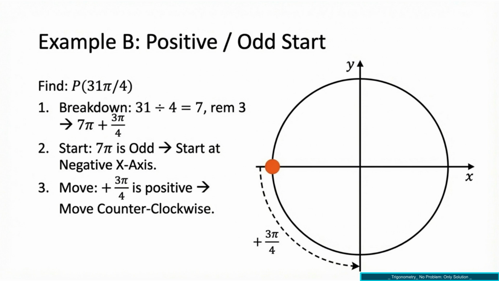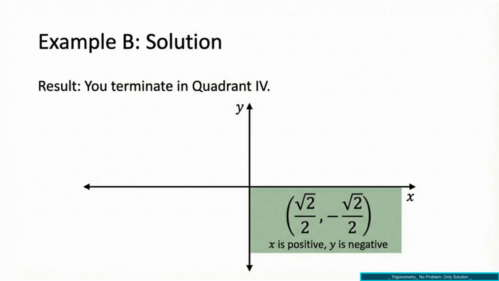For example B, P of 31 pi over 4. The breakdown is 7 pi plus 3 pi over 4. Start at the negative x-axis and move counterclockwise by 3 pi over 4. This results in termination in quadrant 4. Therefore, the x-coordinate is positive and the y-coordinate is negative. The coordinates are the square root of 2 over 2, and negative the square root of 2 over 2.